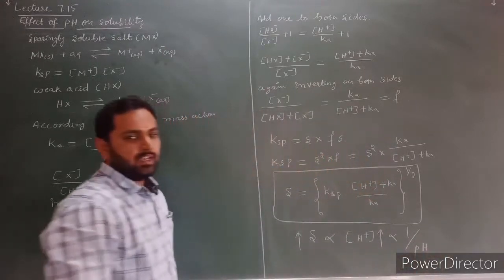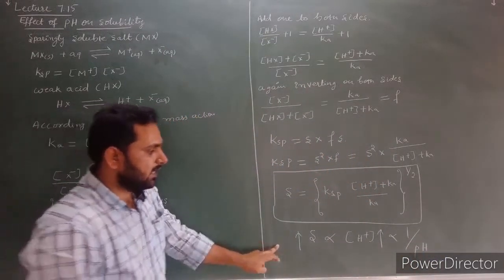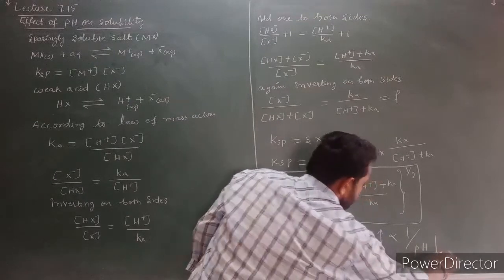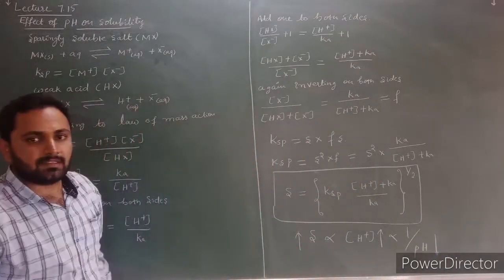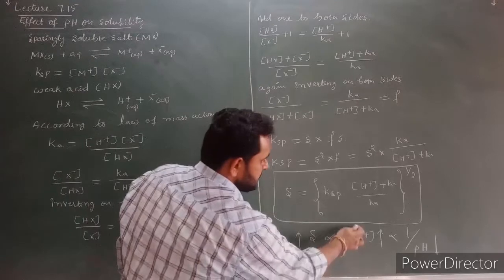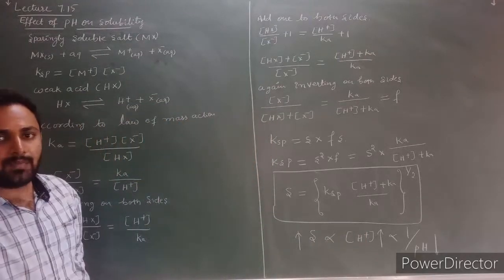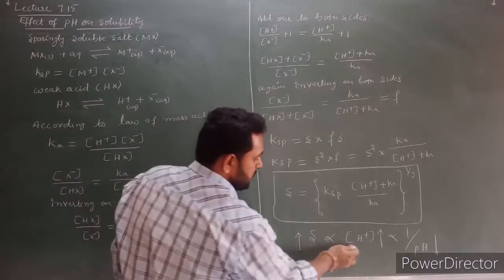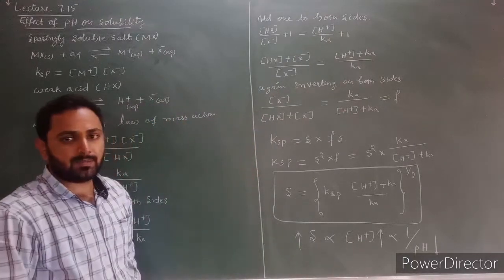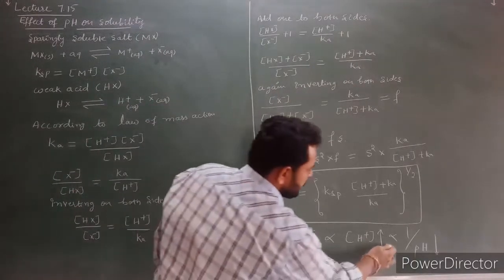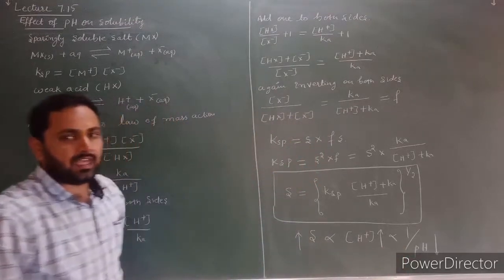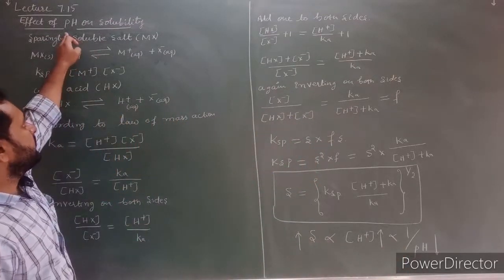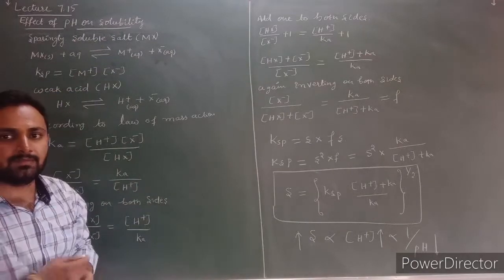As the pH value decreases, solubility increases. Solubility decreases when the concentration of H+ ions decreases, or the pH value increases. Here the solubility is directly proportional to the molar concentration of H+ ions and inversely related to the pH value. This is the effect of pH on solubility.